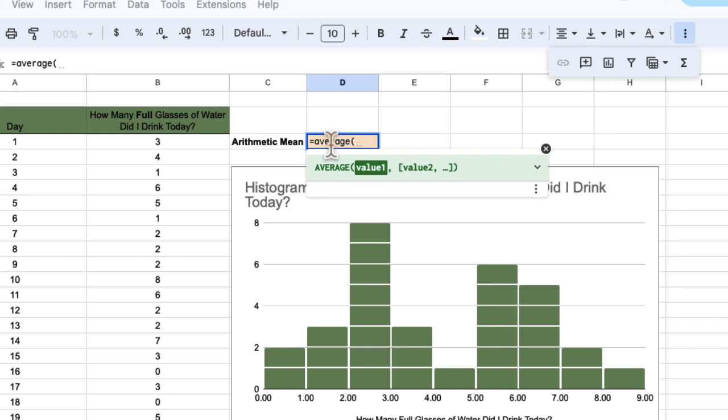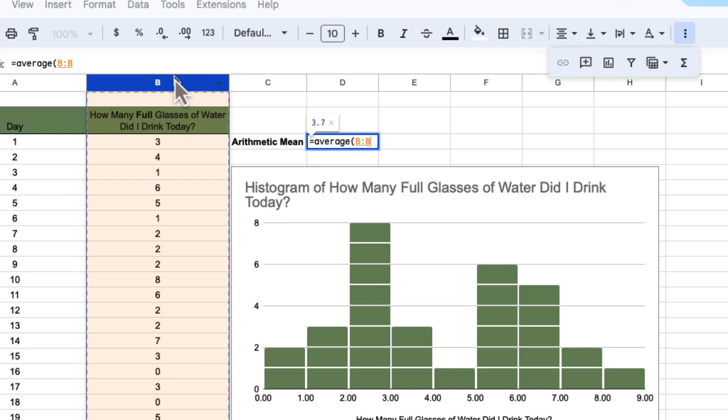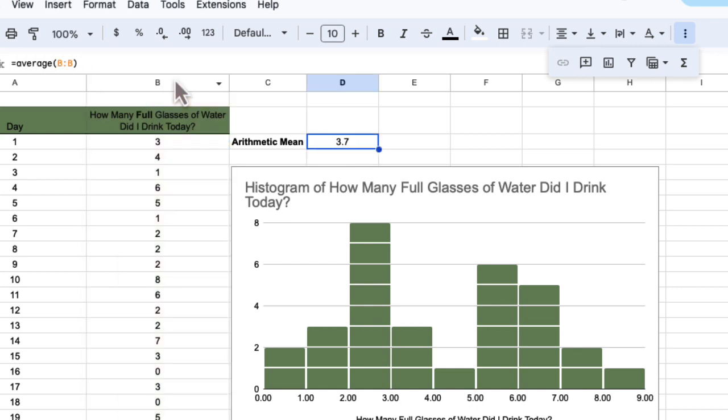All I do is I type in equals average. Notice I didn't type in mean, I typed in average. And then I highlight my data and I can just pick the column and I end up with my value right there, 3.7.